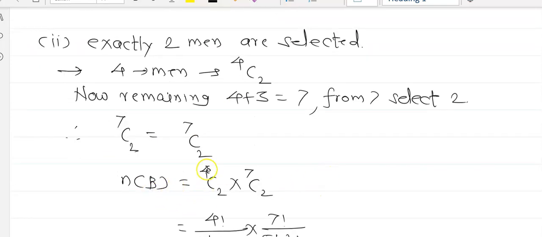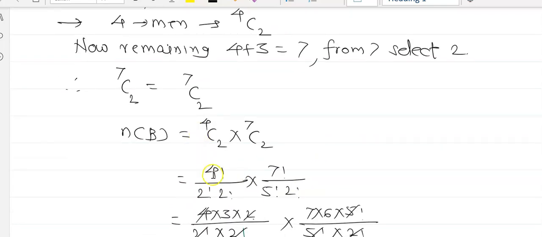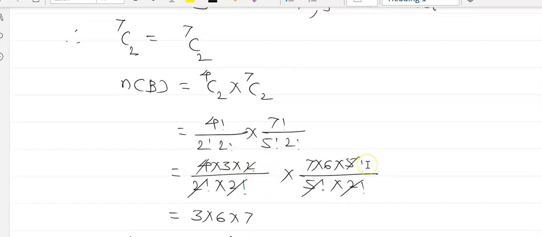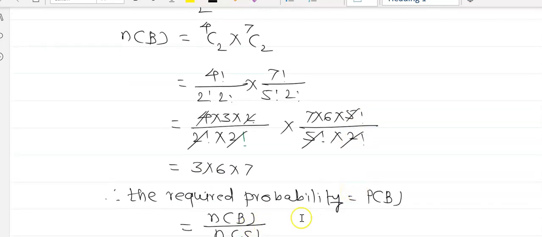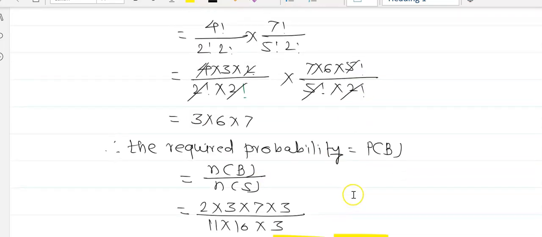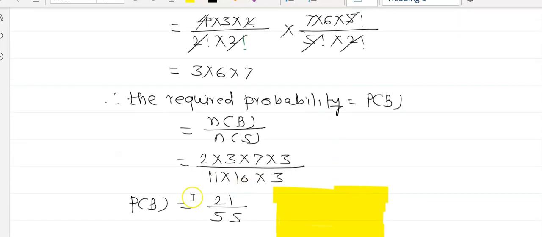Therefore, n(B) is equal to 4C2 into 7C2, and that is equal to 4 factorial upon (4 minus 2) factorial, that is 2 factorial into 2 factorial, times 7 factorial upon 5 factorial into 2 factorial. After calculations, you will get 3 into 6 into 7. Therefore, P(B) is equal to n(B) upon n(S), that is 2 into 3 into 7 into 3 upon 11 into 10 into 3. Therefore, P(B) is equal to 21 upon 55.